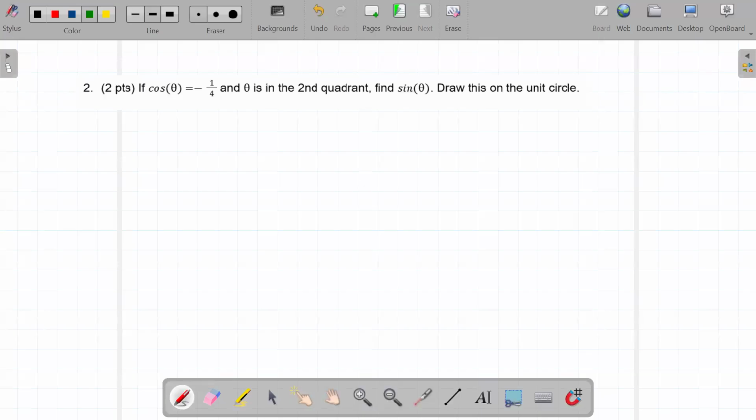All right, so let's see. Cosine is -1/4. We have to do this on the unit circle. On the unit circle, cosine is an x value, so that's like saying x is -1/4. We're in the second quadrant. Finding the sine is like finding the y value on the unit circle.